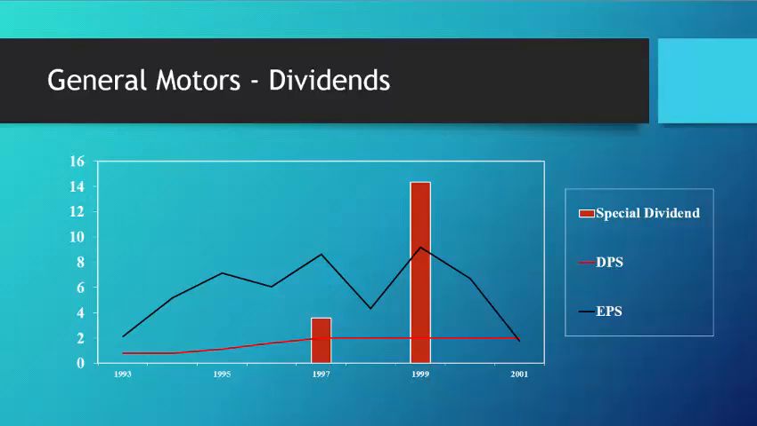Let me be kind of clear here. In 1993, they were paying 80 cents a share. In 94, they paid 80 cents a share. In 95, they paid $1.10. In 96, they paid $1.60. And then from 97 on through at least 2001, they're paying $2 a share no matter what.